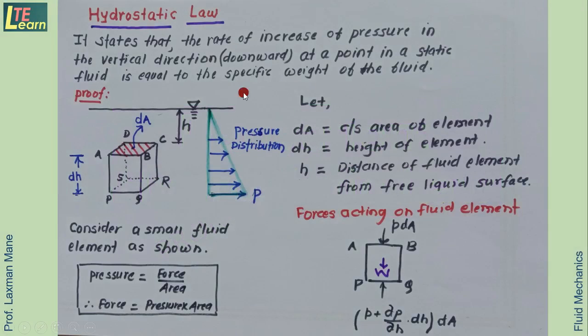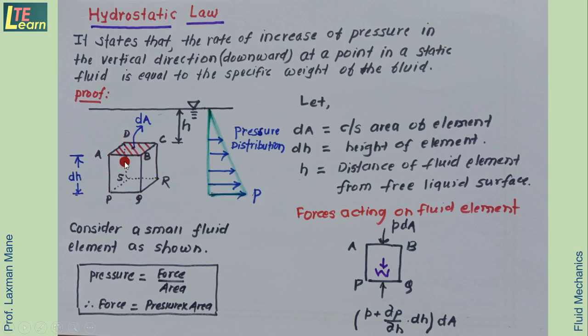So this is the statement. It states that the rate of increase of pressure in the vertical direction, meaning downward direction, at a point in a static fluid is equal to the specific weight of the fluid. For the derivation we need a diagram. So this is a small fluid element which is taken. It has two surfaces, upper surface ABCD and bottom surface PQRS.